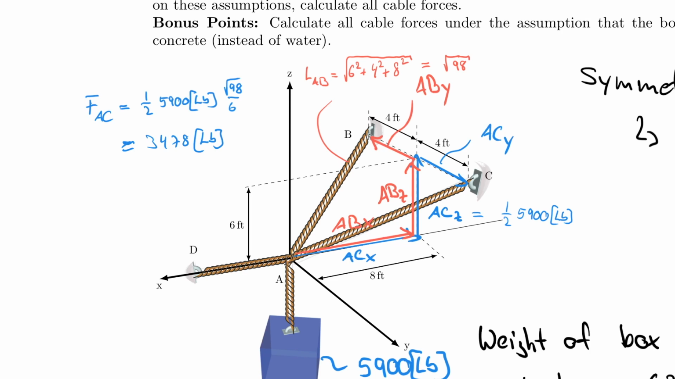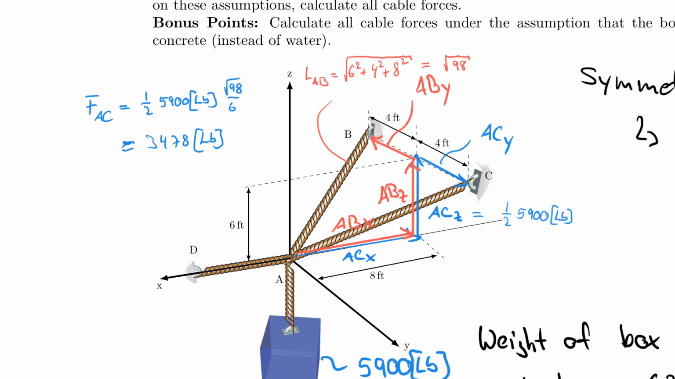And once again, I did that through the geometric arrangement. So I used Pythagorean in 3D up here, and then I used the components. So I used the ACZ component, divided that by its geometric description, 6, and multiplied it by the geometric description of the one that I wanted to know. So in this case, I wanted to know AC, and so it was this description right here, which was the square root of 98.